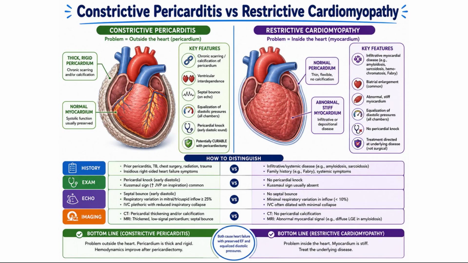In restrictive cardiomyopathy, the problem is inside the heart. An infiltrative or depositional disease like amyloidosis, sarcoidosis, hemochromatosis, or Fabry disease has made the myocardium itself abnormally stiff. You'll see biatrial enlargement, equalized diastolic pressures too, but no pericardial knock. And treatment targets the underlying disease, not surgery. Bottom line, constriction, fix the pericardium. Restriction, treat the disease inside the muscle.